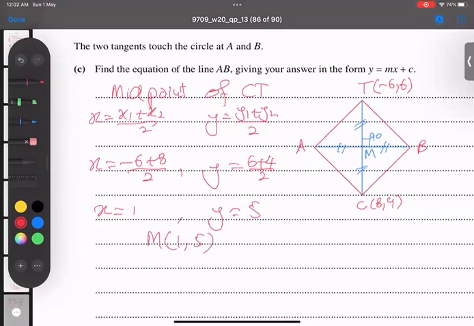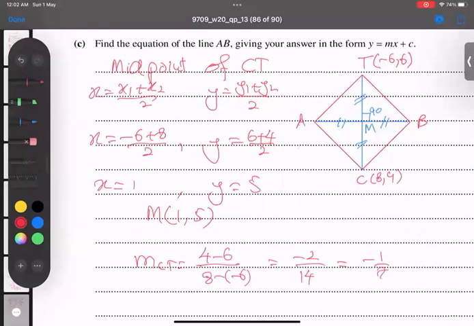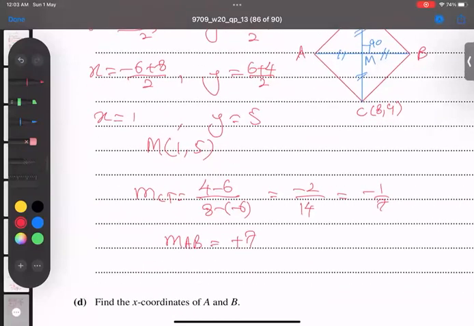Now you know it well, because perpendicular, I will use the condition of perpendicular. So the gradient of CT: y2 minus y1 over x2 minus x1. I'm getting negative 2 over 14, negative 1 over 7. Then what is the gradient of AB going to be? Gradient of AB is positive 7, because you know, flip it and the sign changes.